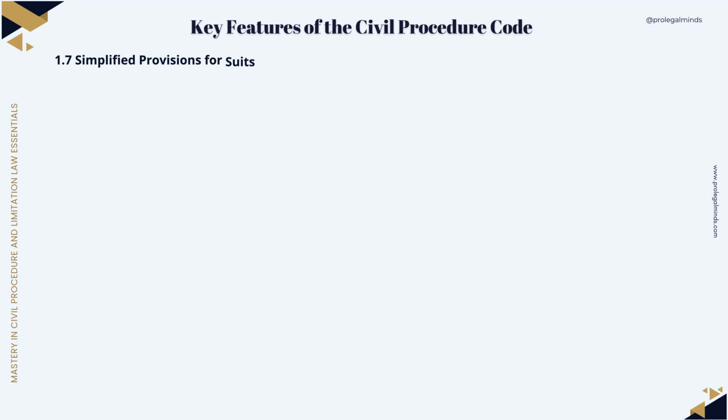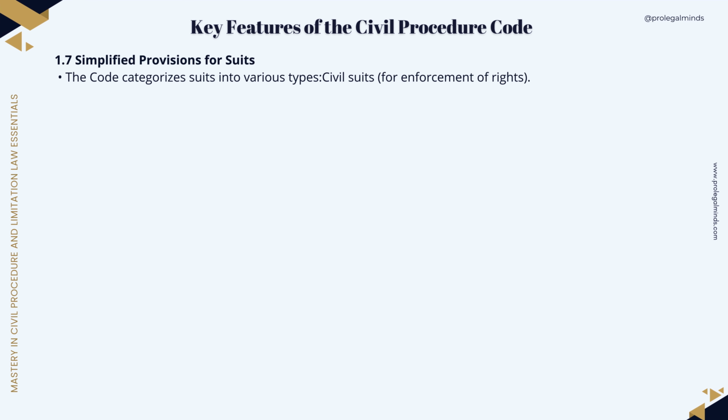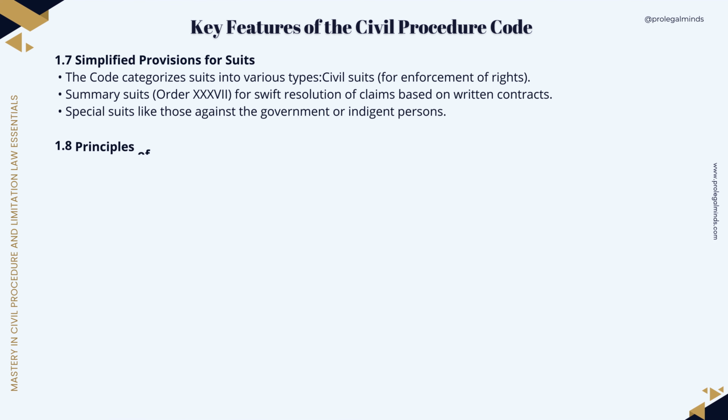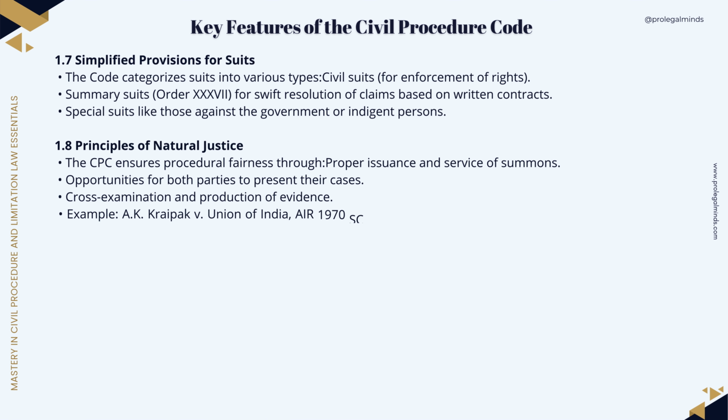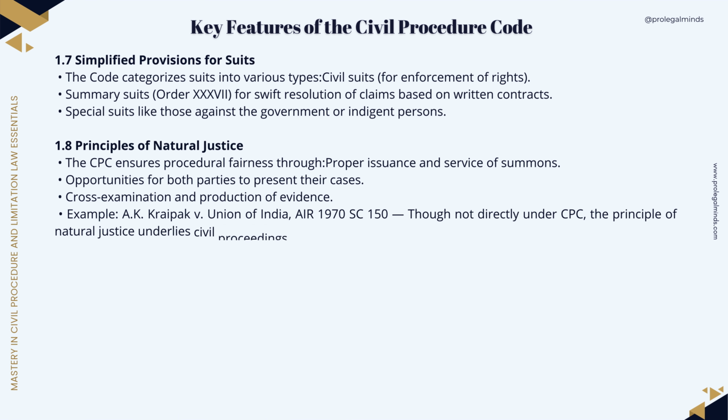Simplified provisions for suits. The Code categorizes suits into various types: civil suits for enforcement of rights, summary suits, Order 37, for swift resolution of claims based on written contracts, special suits like those against the government or indigent persons.